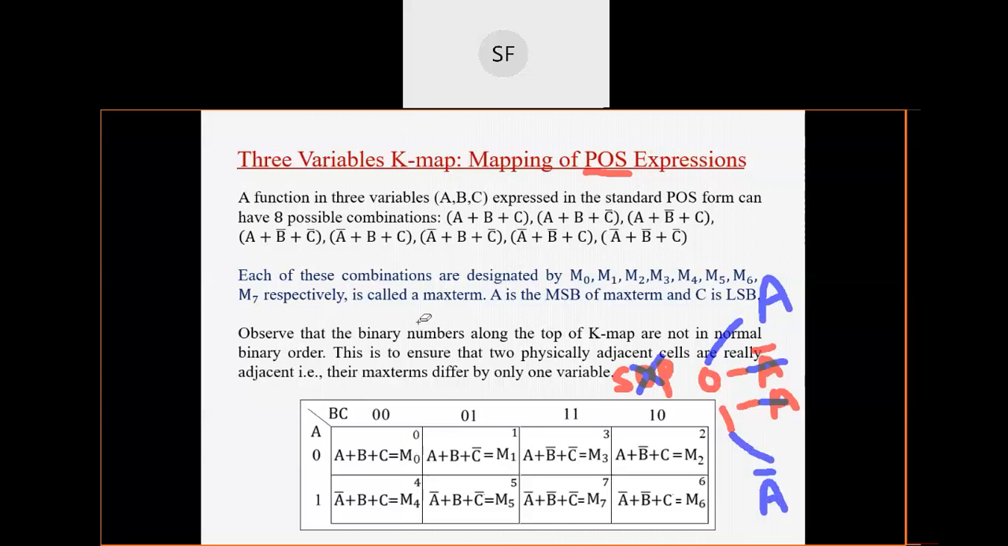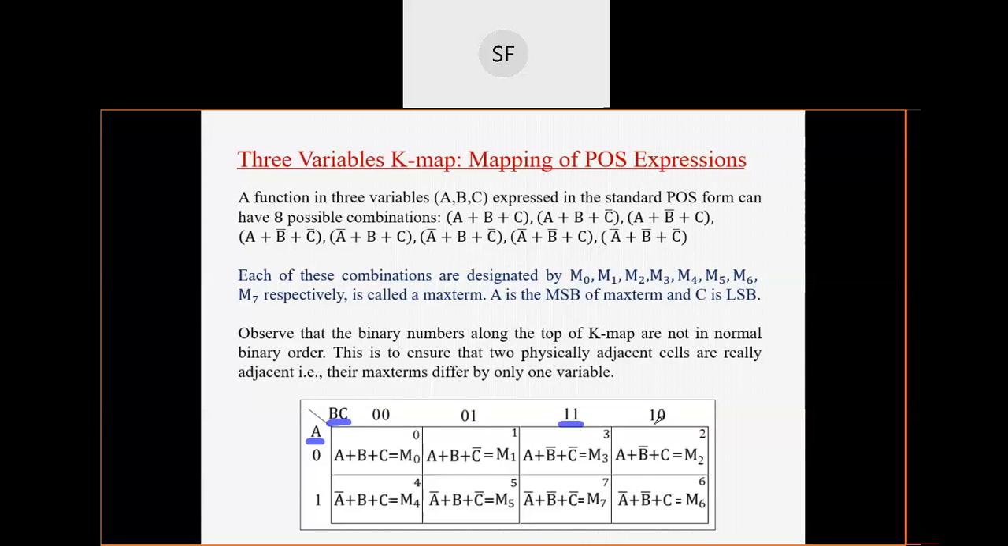With this knowledge, and of course we have already seen the structure of the 3 variable K-map. Here you can observe the 3 variable K-map. One variable, A, which is always the most significant bit, is taken here, and the remaining 2 we have kept here. So there are 2 rows and 4 columns. The possible combinations for variable A are 0 and 1. And the possible combinations for BC you can observe are 00, 01, 11 and 10.